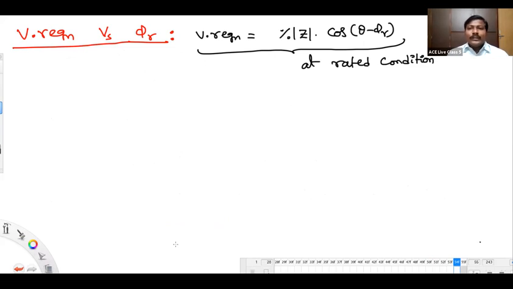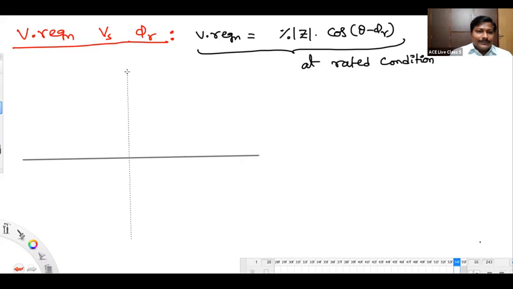First of all, one small observation you can make is that voltage regulation versus power factor angle is a non-linear variation because of the cosine. Okay, I'll show these things first. Just observe. This is the power factor angle axis, phi r, and this is the voltage regulation axis. Just listen to my words. I am taking the power factor angle axis here, the phi r axis. Listen, all of you, stop writing. Just listen to what I am saying.